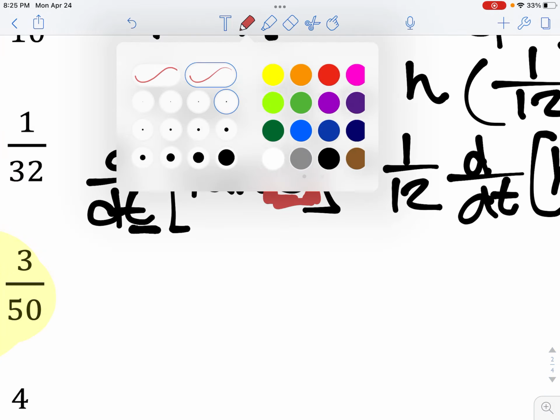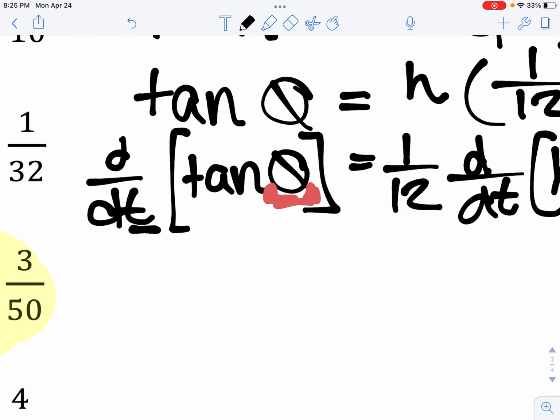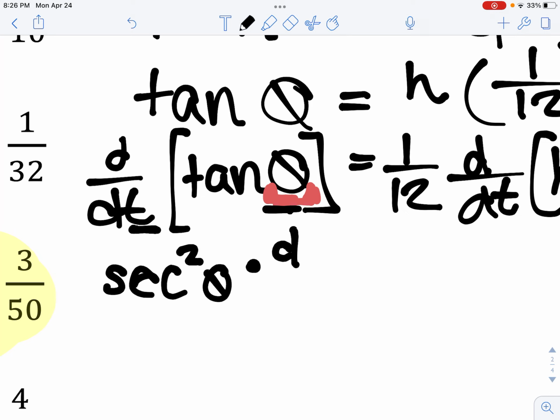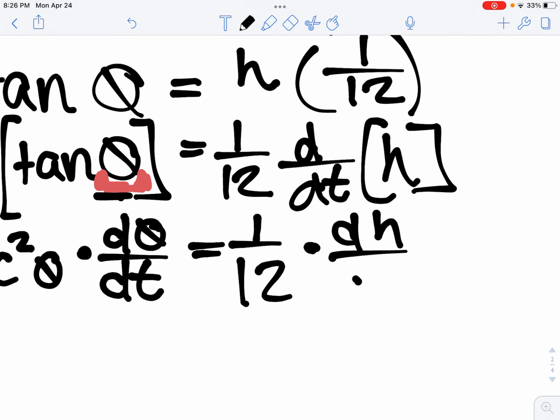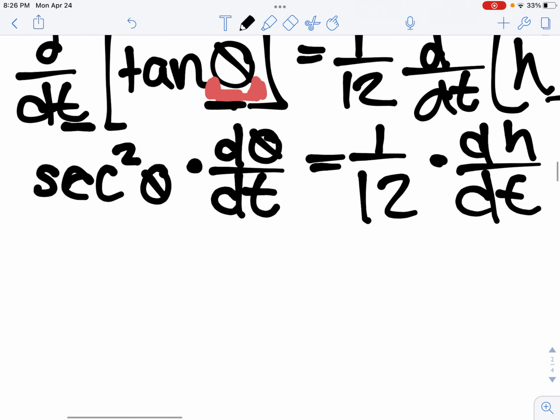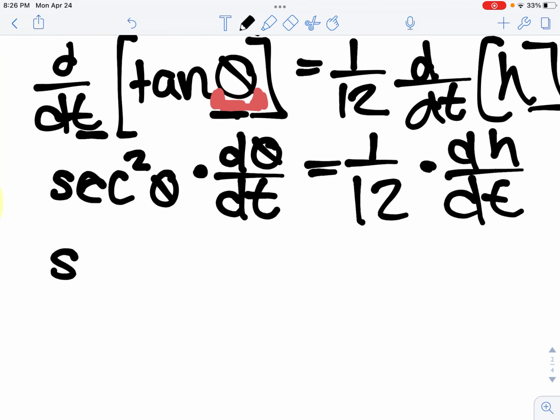So applying that chain rule, we already know what the derivative of tangent of a function is. It's secant squared of that same function, so of theta. But then, since we're doing the chain rule, we also have to multiply it by the derivative of theta, which all we know right now is that that would be d theta dt. We don't have a value for that, right? And then on this side, we have 1/12 times dh dt, which we can go ahead and plug in on the bottom. So I'll just rewrite all this.